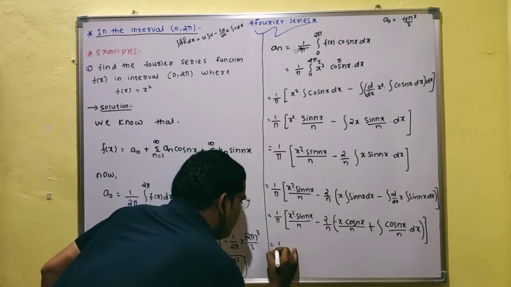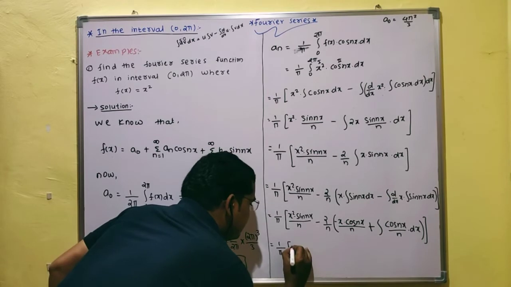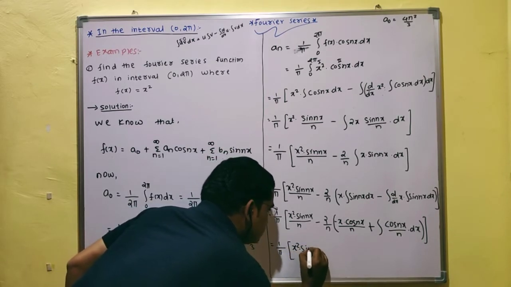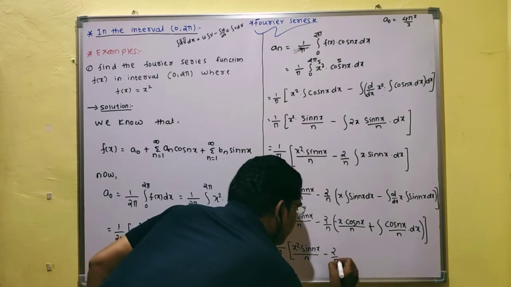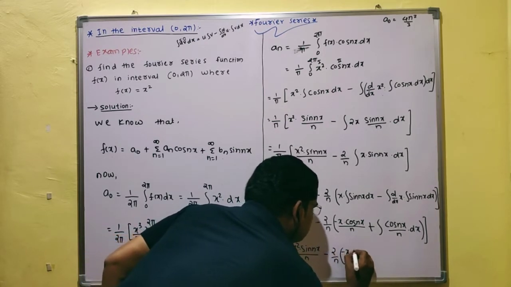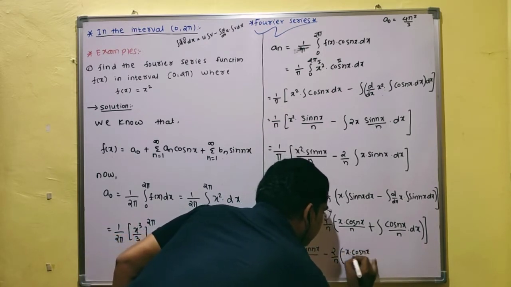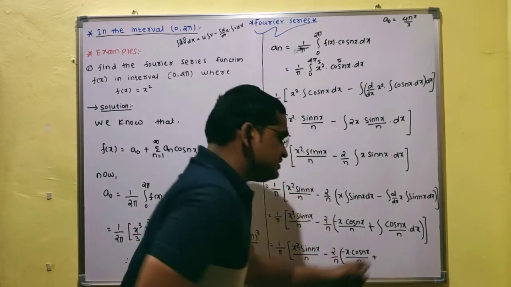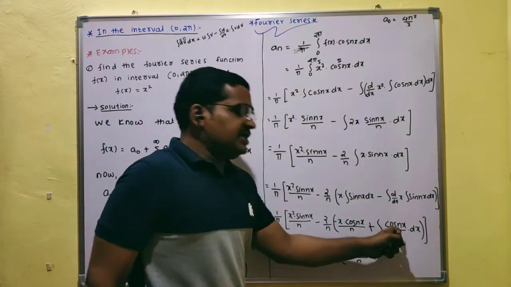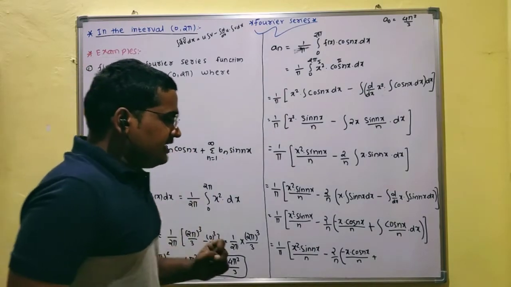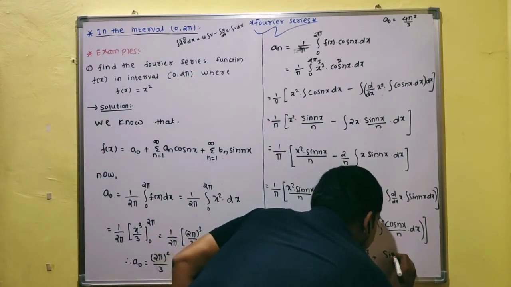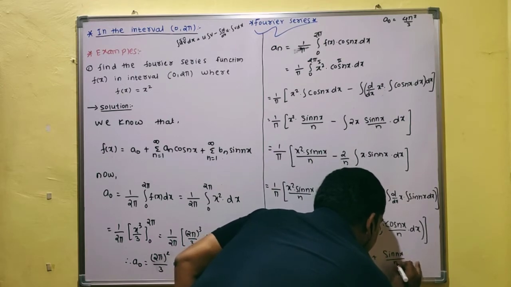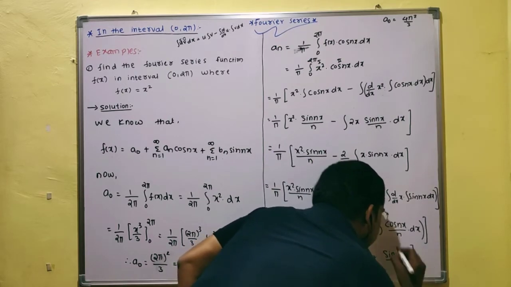Again for the next step, 1 upon pi as it is, this bracket x square into this sin nx upon n minus 2 upon n in this bracket minus x into cos nx upon n, this plus, now this n is constant, taking outside the integration, and integration of cos is sin nx upon n, and this n into n square, that value is sin nx upon n square. This bracket complete and this total bracket complete.